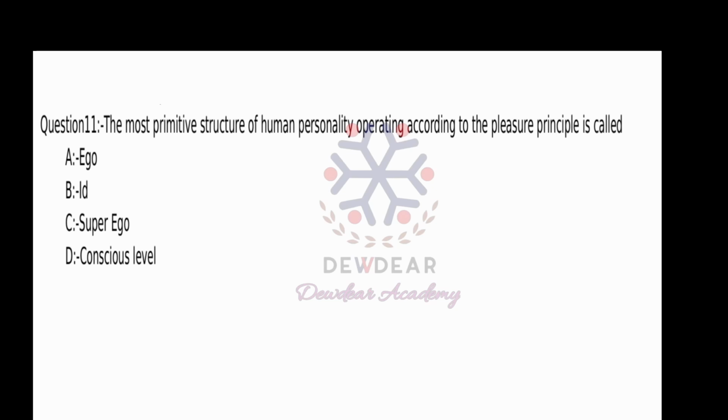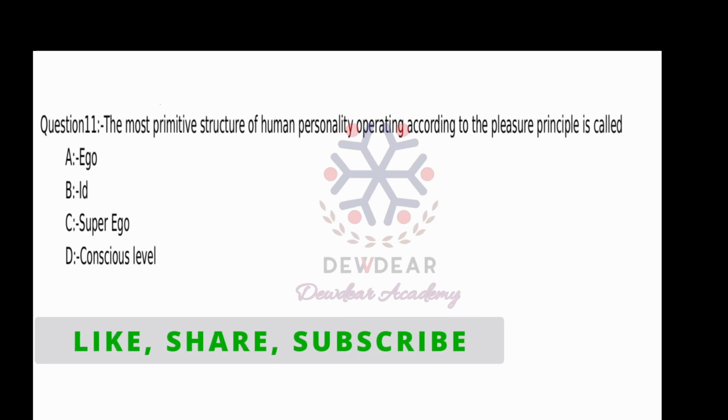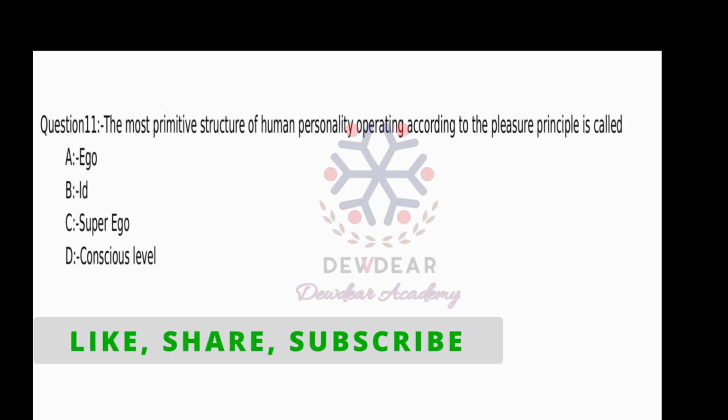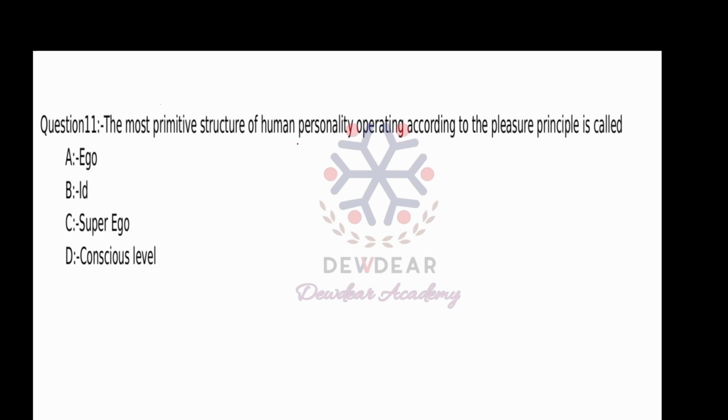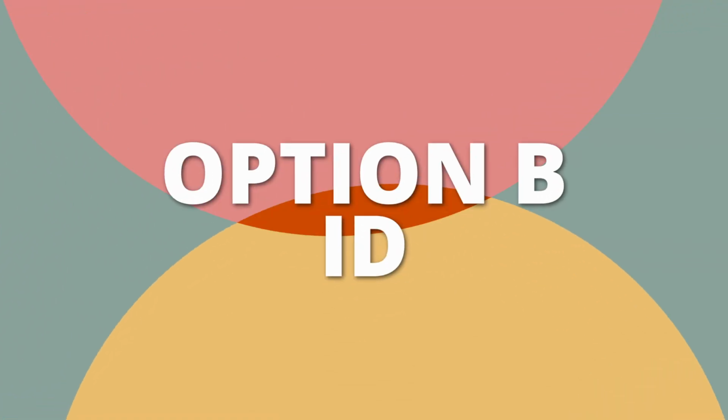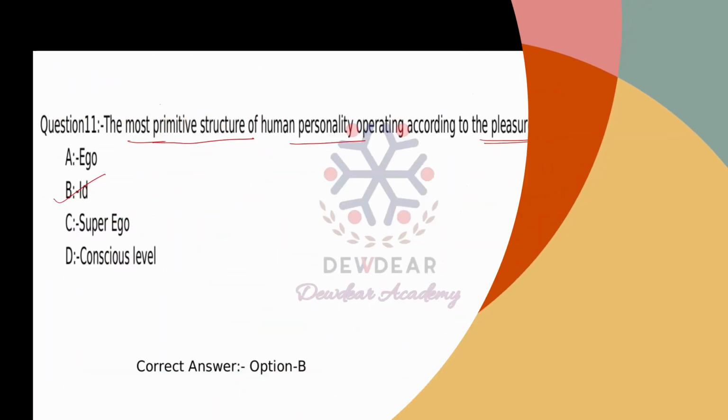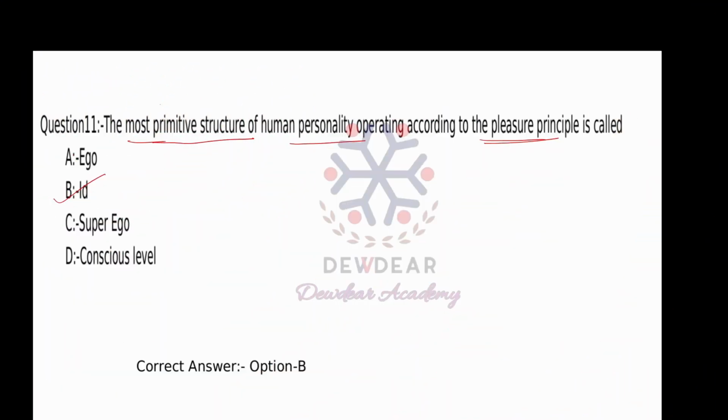So the correct answer here, we have the clues in this question: it is regarding the human personality, it is the most primitive structure of the personality, and it is operating according to the pleasure principle. So these are the clues we are getting from this question. So the correct answer is option B, that is id. We will discuss each of the options in detail.